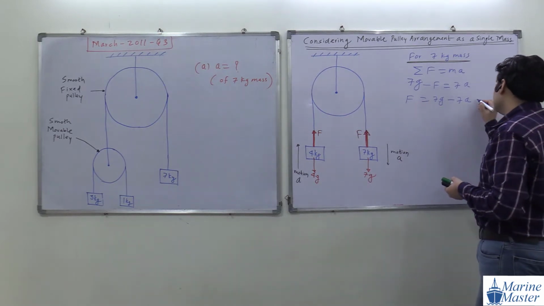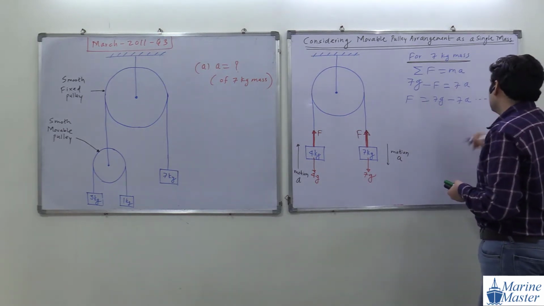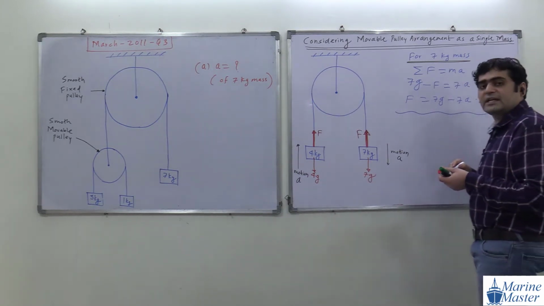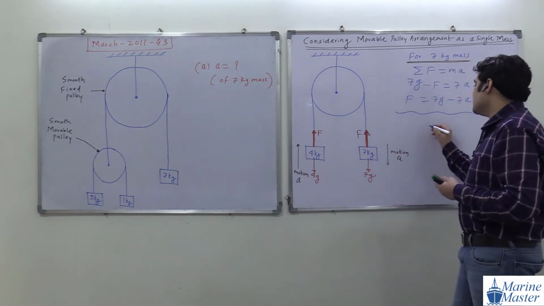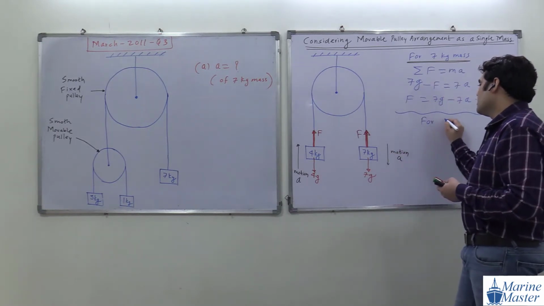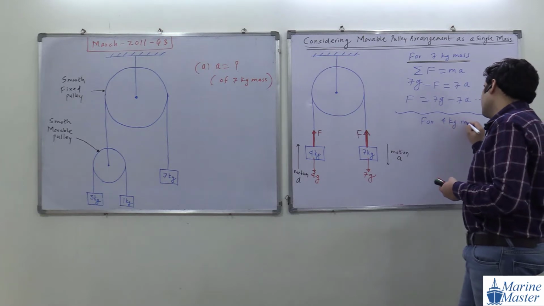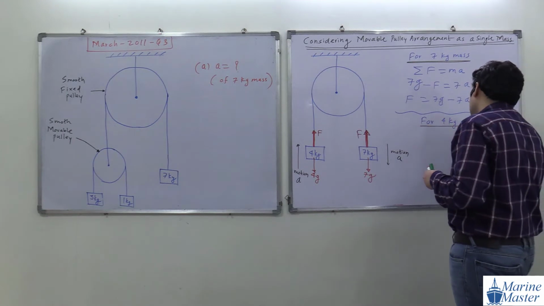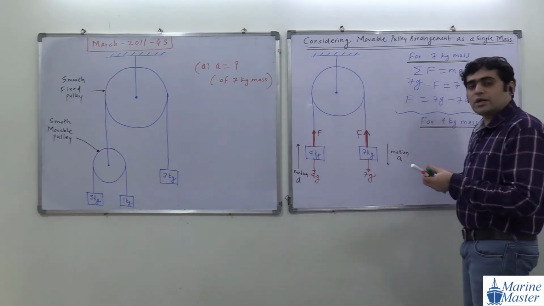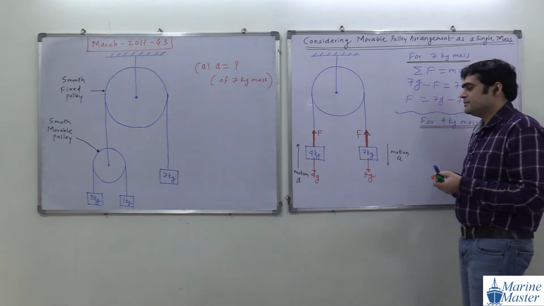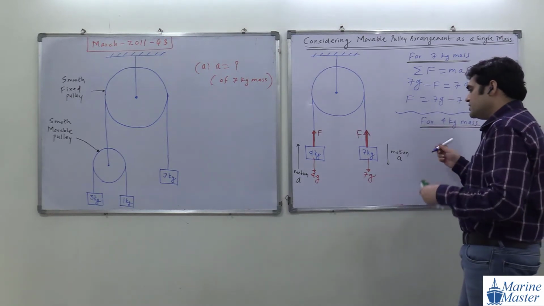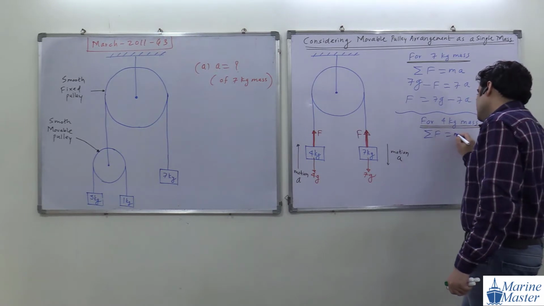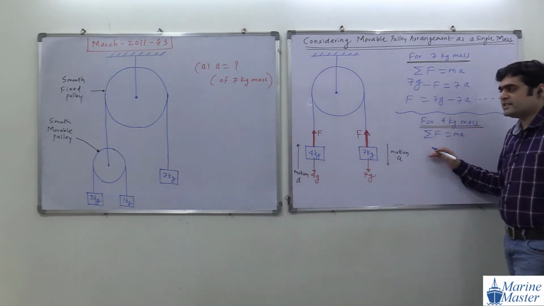So what we can say? This is equation 1. Now in the similar scenario, for the 4 kg mass, what can we consider? What is the scenario for the 4 kg mass? Summation of F is equal to what? Newton's second law of motion, we are going to apply Newton's second law of motion.